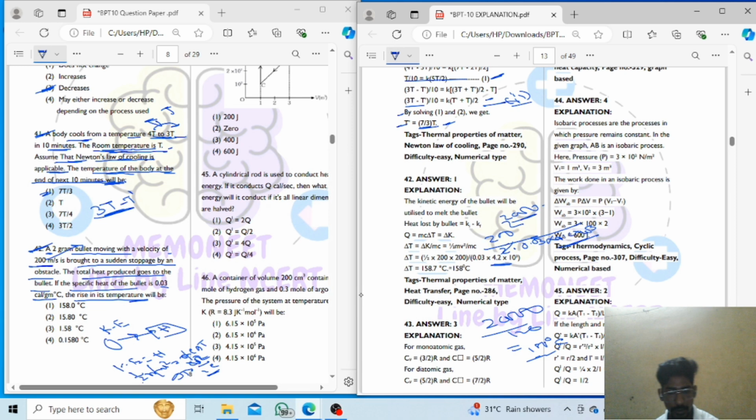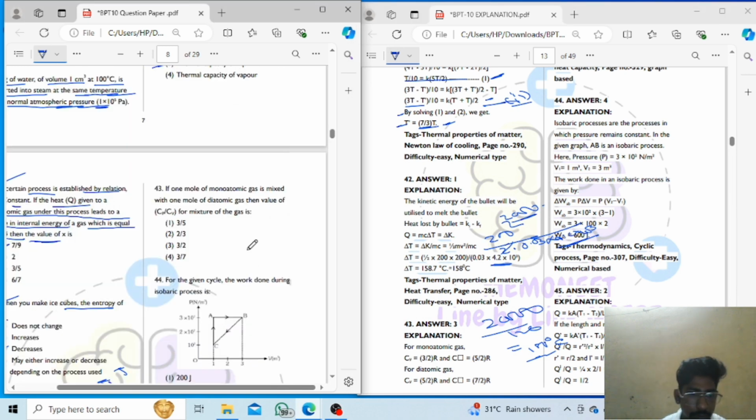Question number 43. A monoatomic gas is mixed with one diatomic gas; find Cp by Cv for the mixture. Okay, this is a simple thing. For the monoatomic gas, Cp by Cv is 5 by 2, Cp is equal to 5 by 2 R, and Cv is equal to 3 by 2 R. For the diatomic gas, Cp is 7 by 2 R, and Cv is equal to 5 by 2 R.